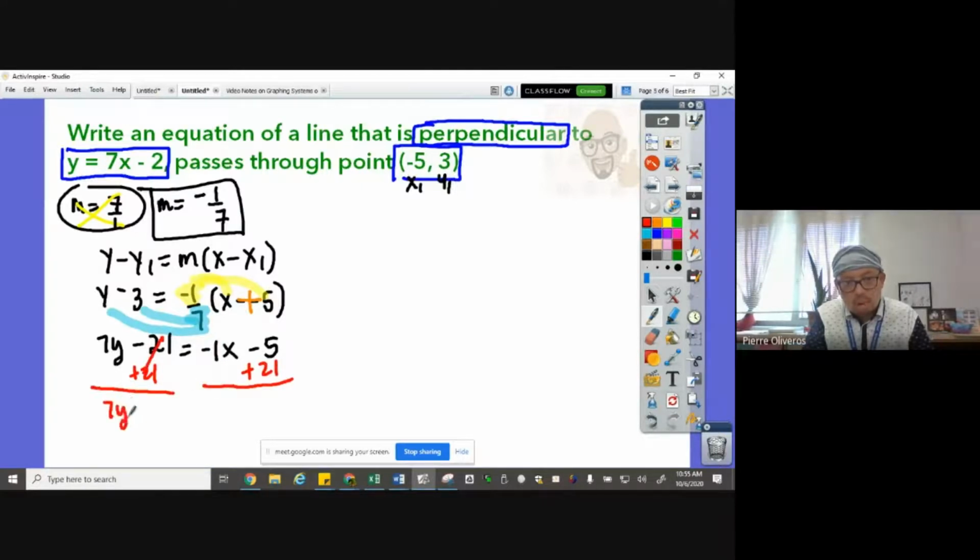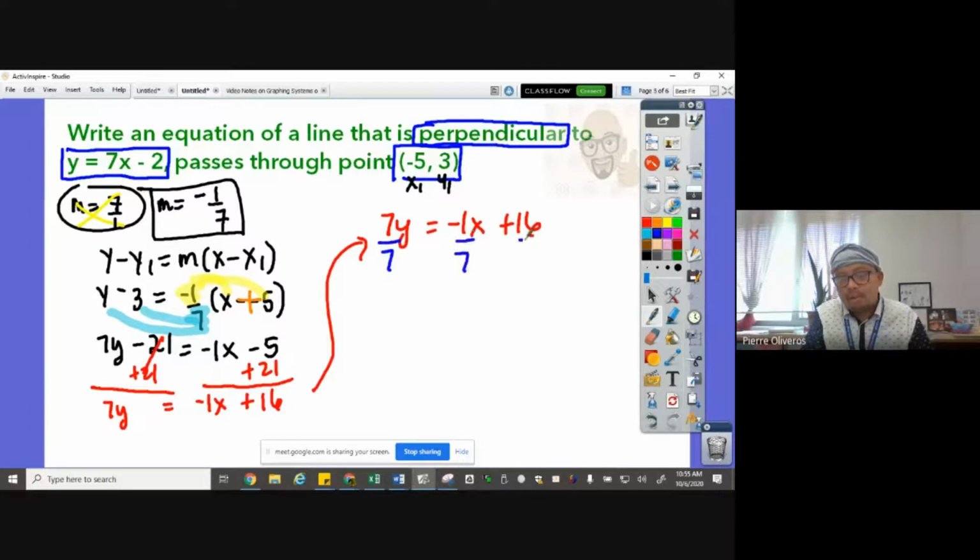This gives you 7y is equal to negative 1x plus 16. If you notice, I still do not have any fraction here. The next thing to do to isolate the y here is divide by 7, divide by 7, divide by 7. This crosses out. Y now is by itself.